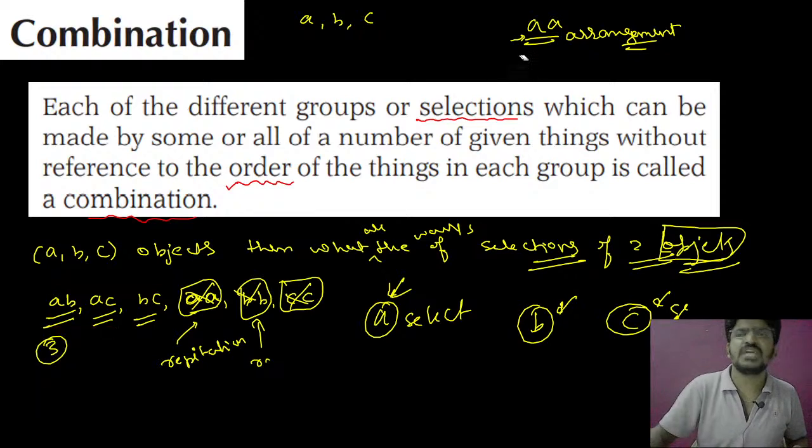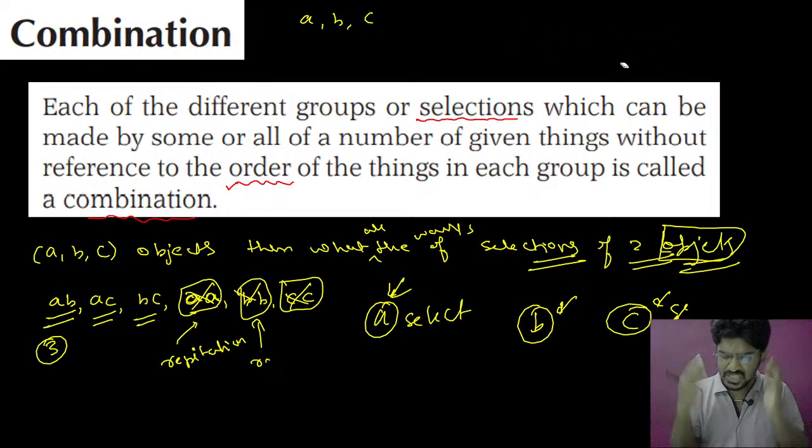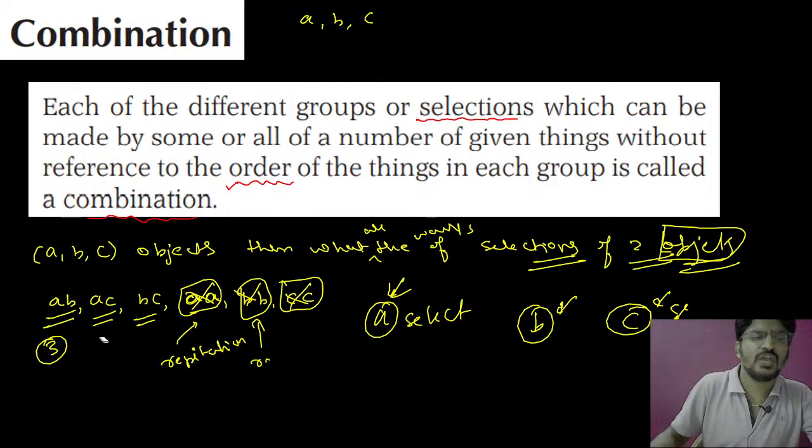If you once take it, that is over. If you take AA, that is selection. Sorry, that is arrangement. If you take BB, that is arrangement. If you take CC, that is arrangement. So that's why the only possible cases are AB, AC, BC.